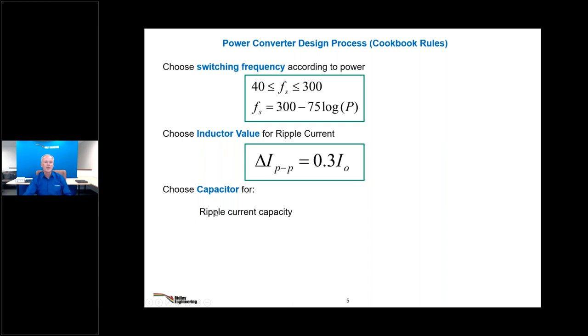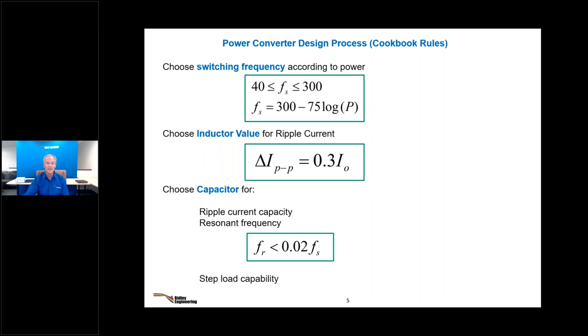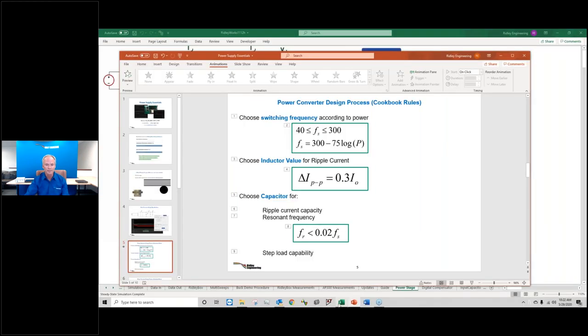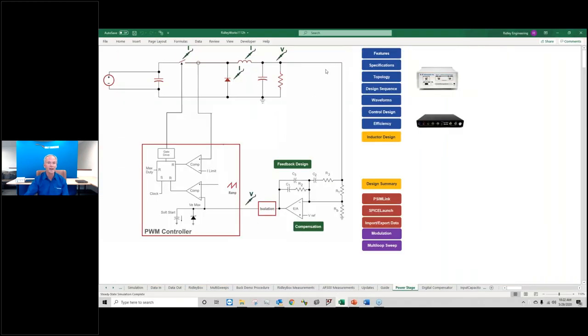So you choose the output cap for ripple current capacity. You choose it for the resonant frequency. The classic rule is that the resonant frequency of the filter should be about 1/50th of the switching frequency. Otherwise, we're going to start running into some little complications with control. And then the last thing we choose the capacitor based on is step load capacity. So let's go back here and look at control design. Look at our loop.